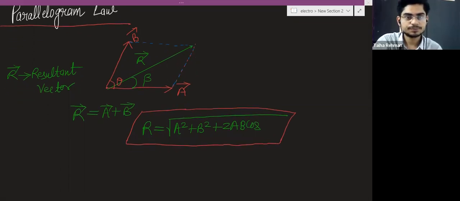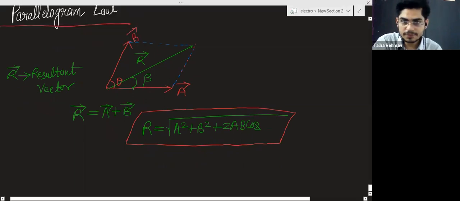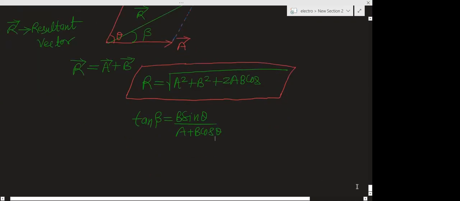So, if I want to calculate the angle between the resultant, R is the resultant, and this vector A, then there is another formula: tan beta is equal to B sine theta upon A plus B cos theta. Okay.